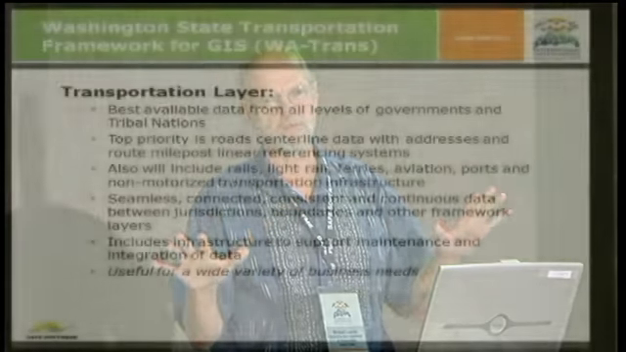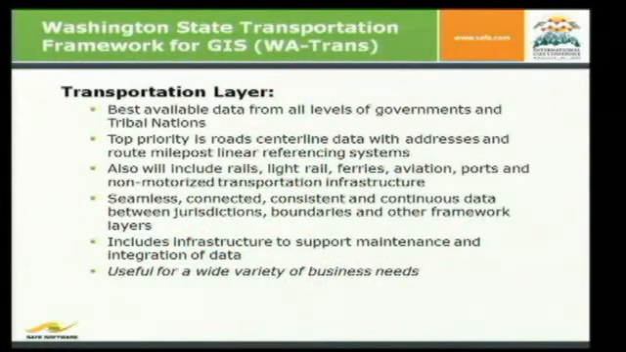The transportation layer is supposed to be the best data available from all possible sources. It's seamless, connected, consistent data between all jurisdictions, and this way we have a complete statewide data set. But it's not all about data. It's about processes. It's about agreement. It's about collaboration between different jurisdictions. It's a big part of the thing.